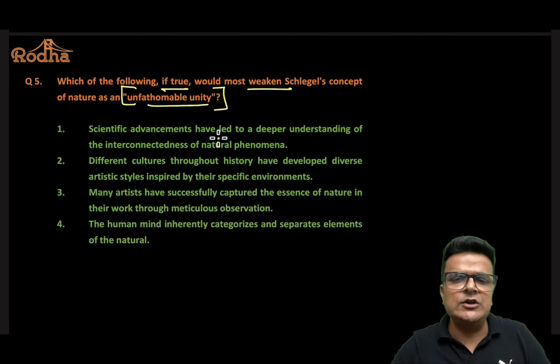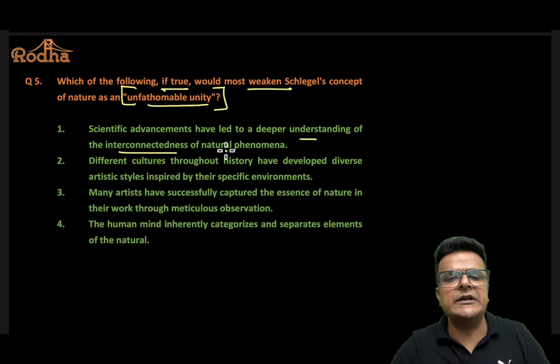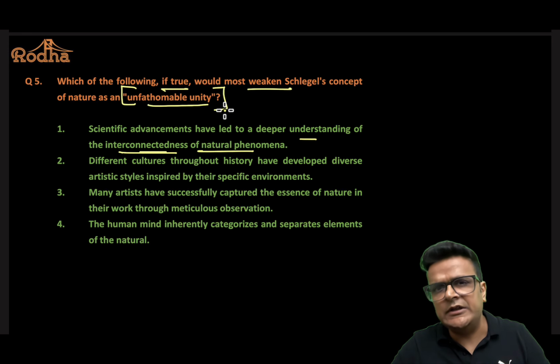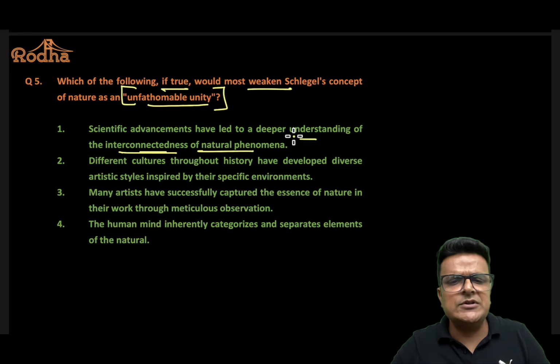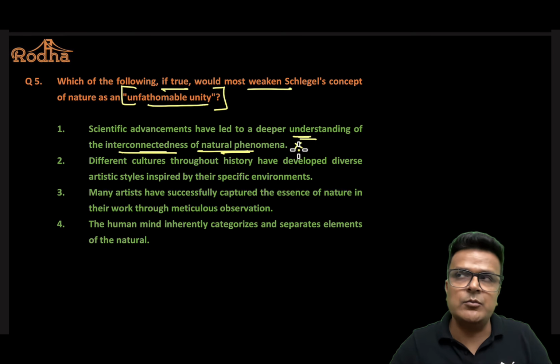Scientific advancements have led to a deeper understanding of the interconnectedness of natural phenomena. So it's about interconnectedness. Is it saying that nature is understandable unity, or is it saying nature is not unfathomable unity? कुछ इस तरह का नहीं. Deeper understanding तो हो गई है, but किसकी? Natural phenomena की, right, nature की नहीं. हमें तो nature को attack करना है. Okay, nature ही समझ नहीं आता, हमें बोलना अरे समझ आता है, something like that.